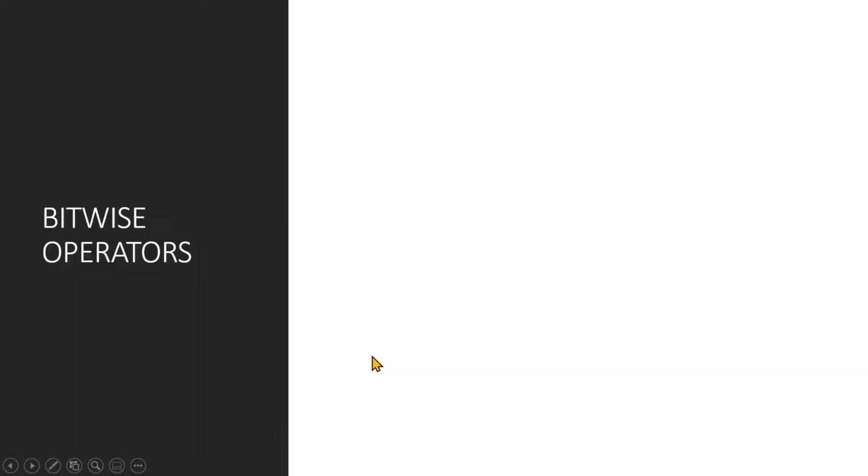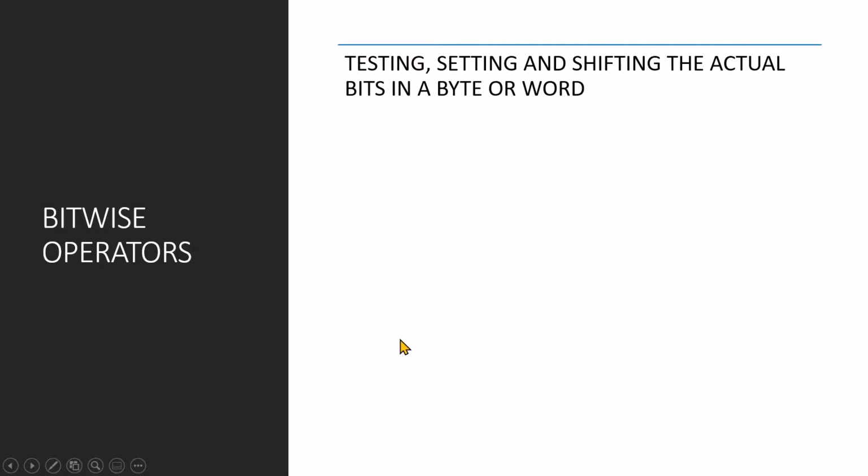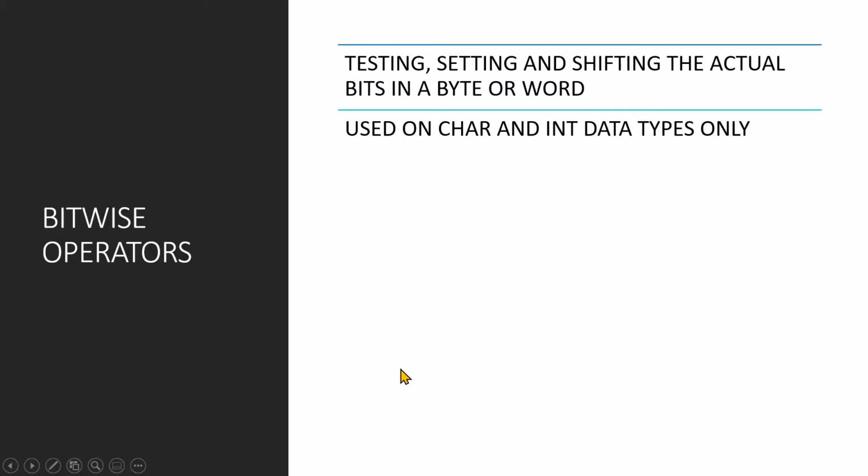I hope that's clear. Moving on now to bitwise operators. Bitwise operators are used for testing, setting, and shifting the actual bits in a byte or a word, used on char and int data types only. That's important to remember.